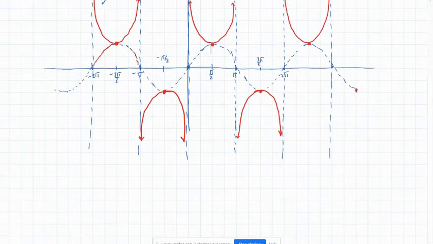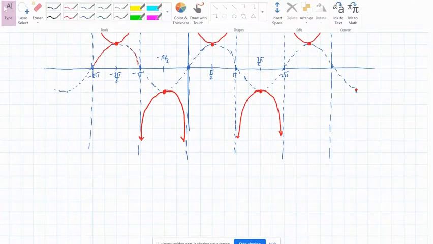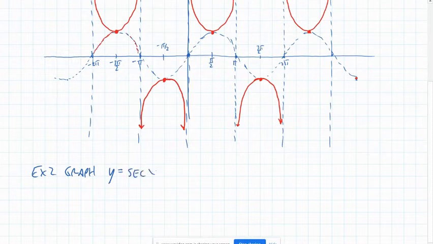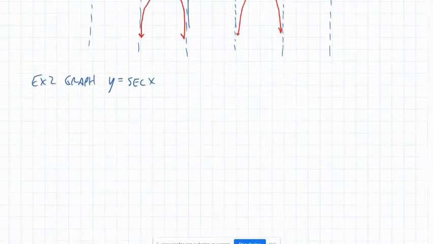Now I would like you to try, for the next example, something really similar for secant, which is the reciprocal of cosine. So for example 2, graph y equals secant x. Pause your video, see if you can first graph a cosine graph and then graph its reciprocal, and then press play when you're ready to check your solution.